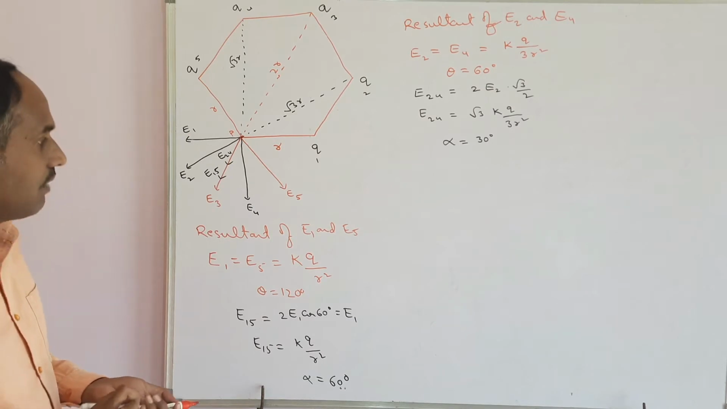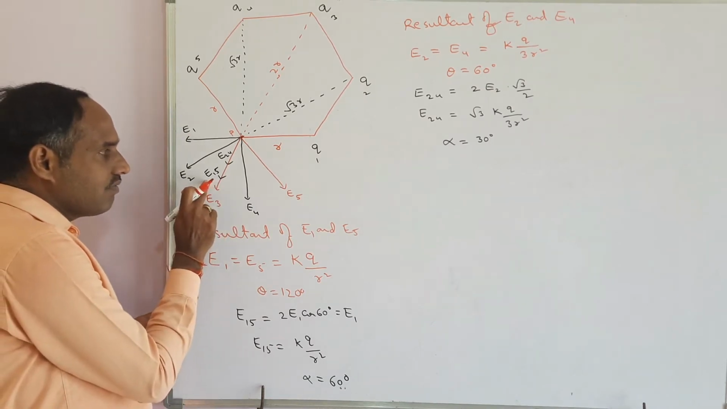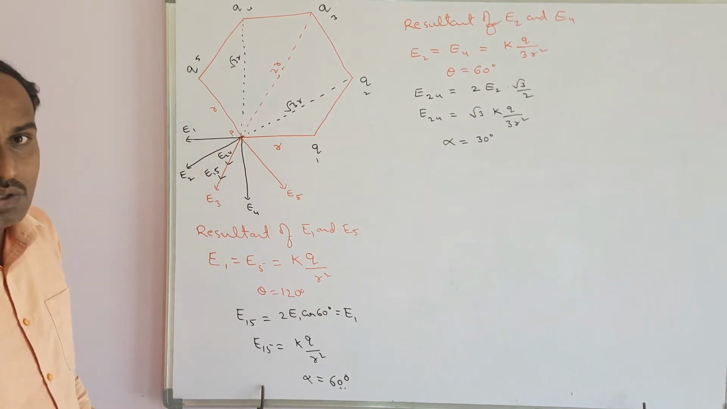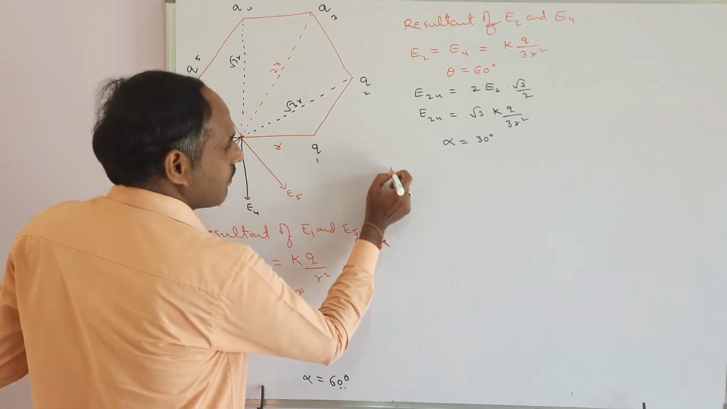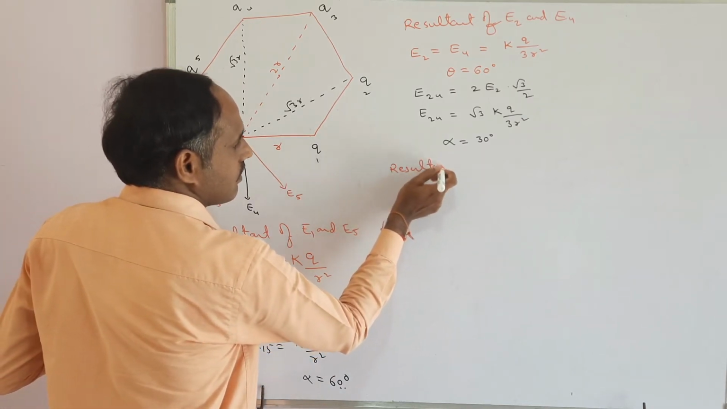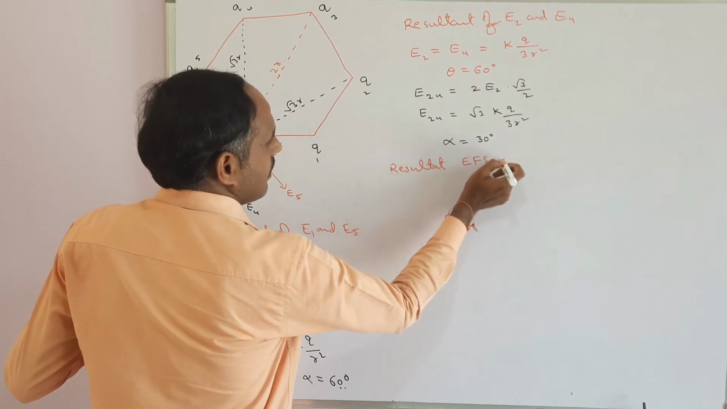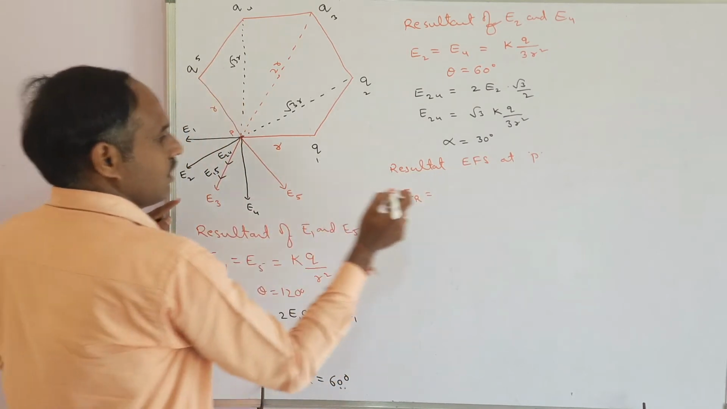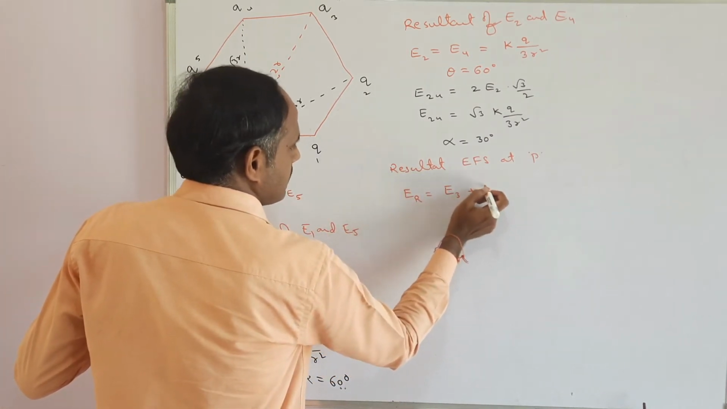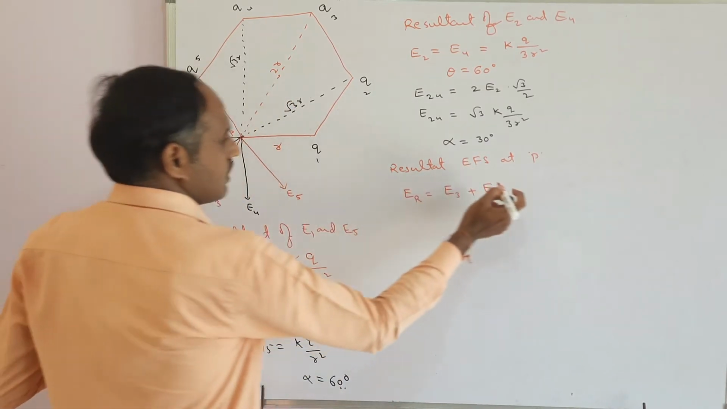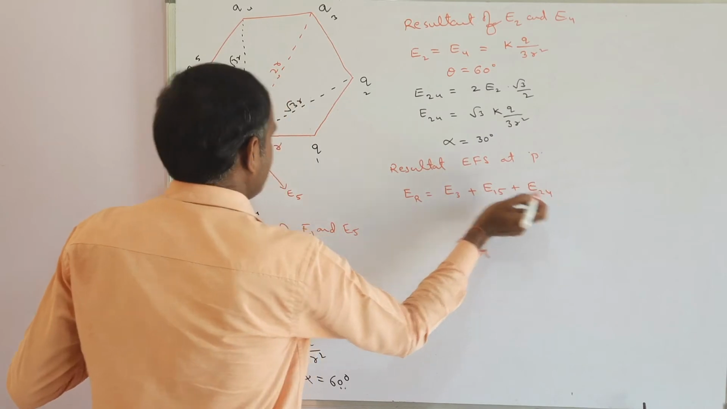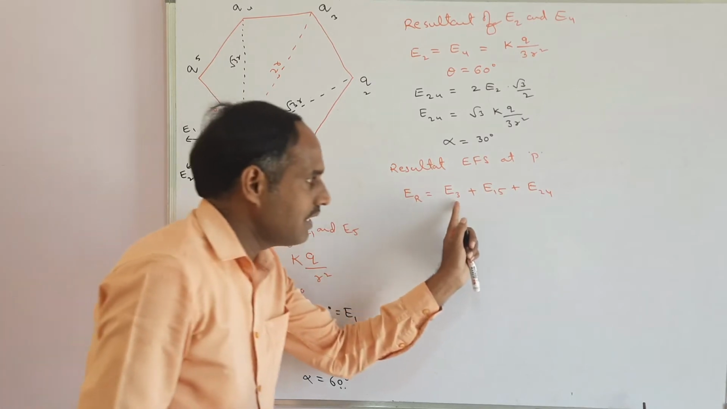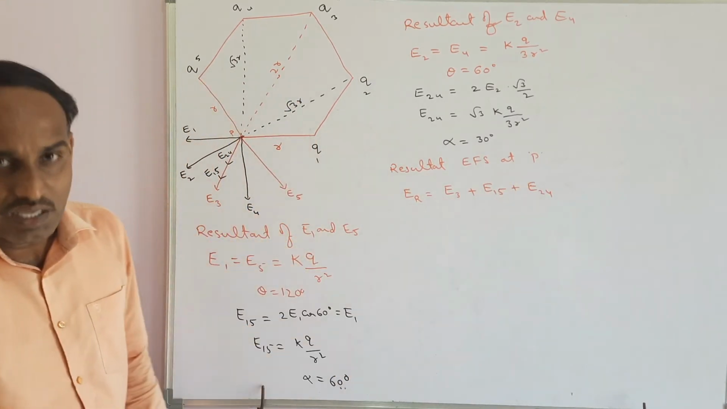Now, if you are observing this vector diagram, the resultants E15, E24 and E3 are all along the same direction only. So the resultant or net electric field strength at a point P can be written as E resultant equals E3 plus E15 plus E24. I am adding them simply because all are in the same direction.